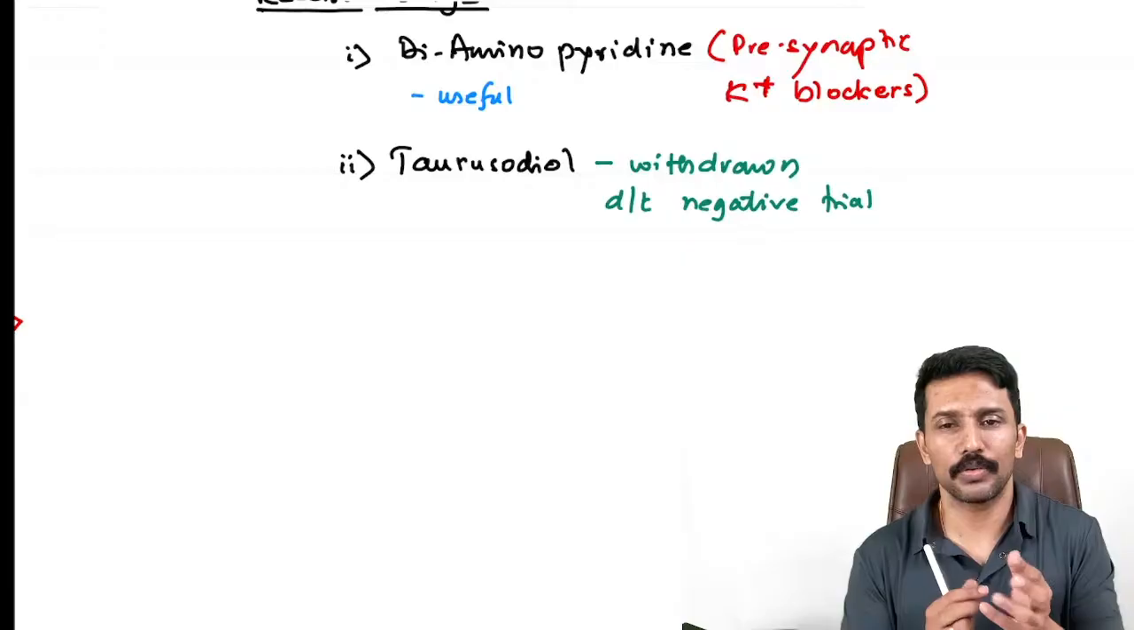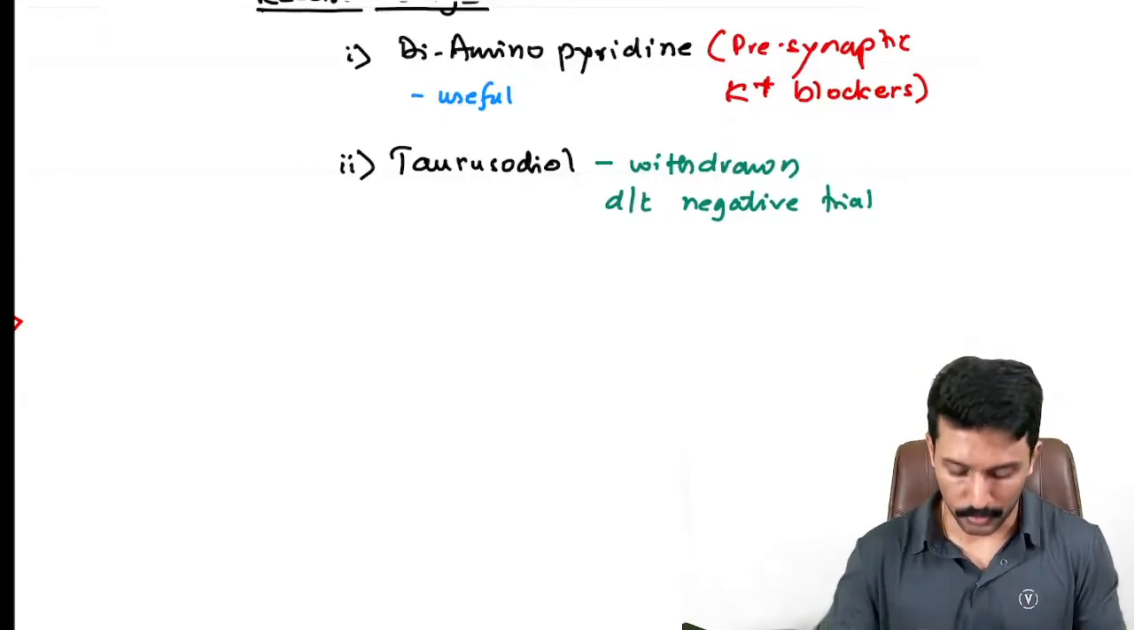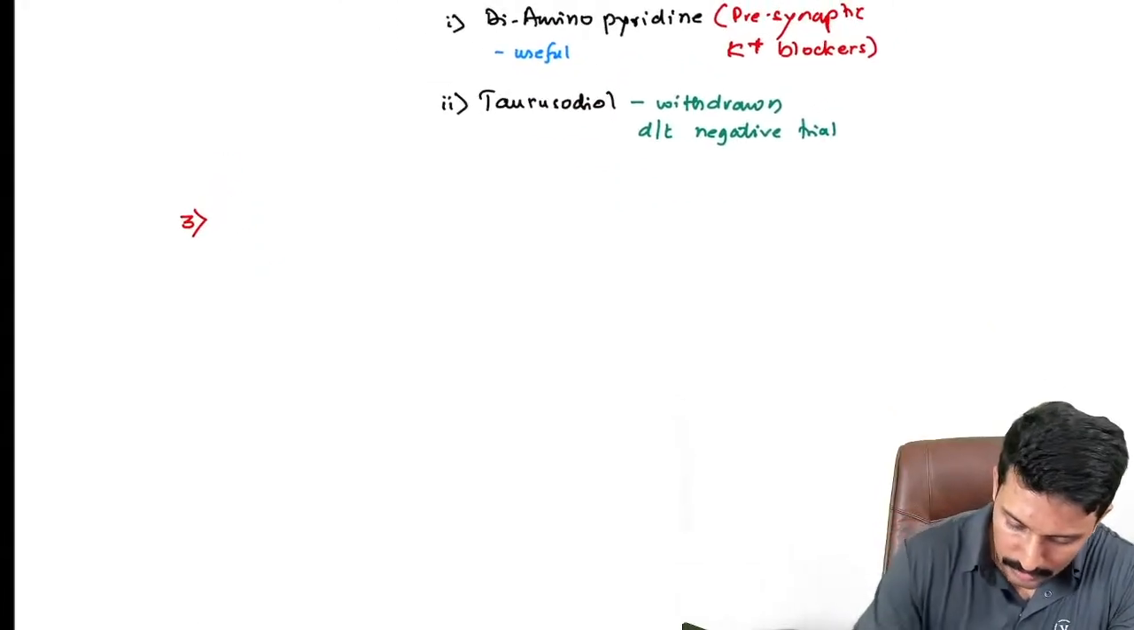Diaminopyridine. Another new drug came out with a lot of hope, but was taken away from the market because of a negative trial. Okay. Next, we are going to discuss GB syndrome.